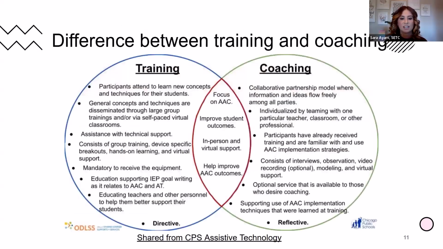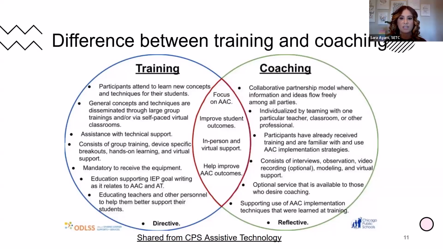And this is just sharing the difference and the overlap between a training and a coaching, specifically as related to assistive technology and AAC. So you'll see that when you both train and coach, there is a great improvement in student outcomes, and you can provide that support either in person or virtually, and it really does help improve AAC outcomes.